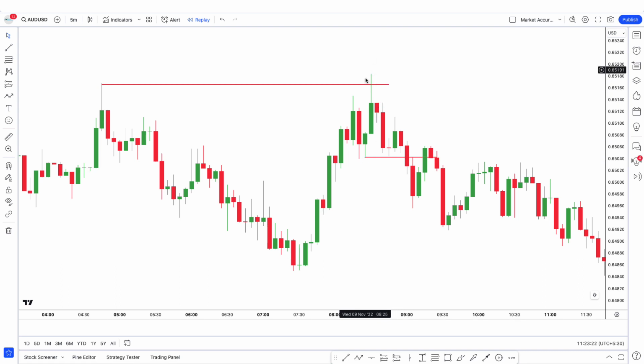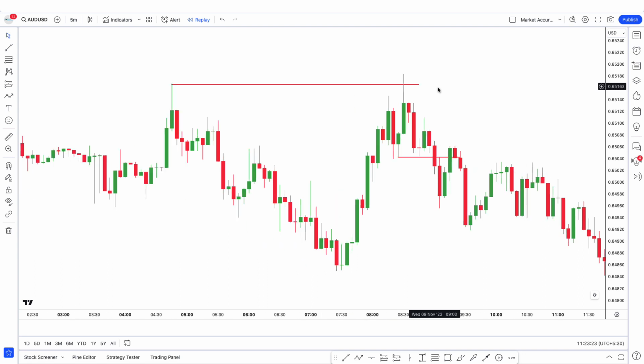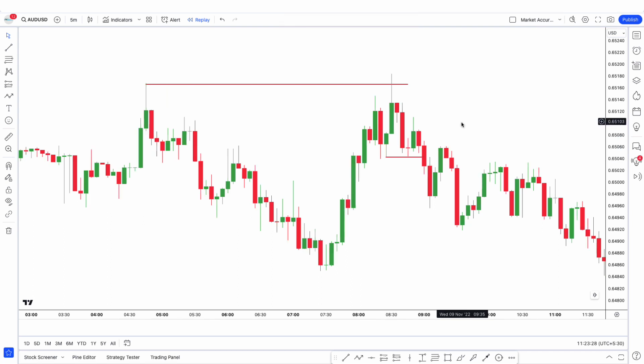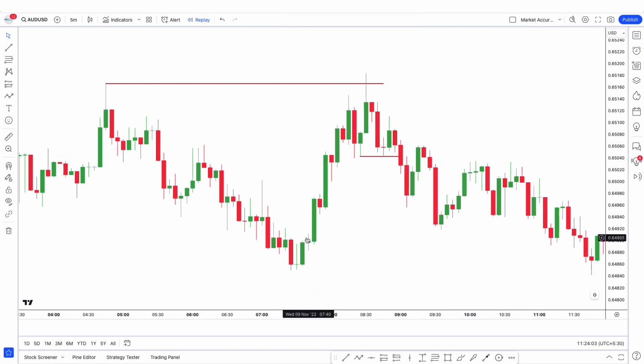If price goes up, touches this line, and then comes back, and then breaks up again to sweep the liquidity, then that structure is not valid. However, if price creates, so we can see we got the higher high, higher low, higher high, higher low, higher high, higher low, and then we got a liquidity sweep. Before price swept the liquidity, we created this structure. And this is a valid structure for me.